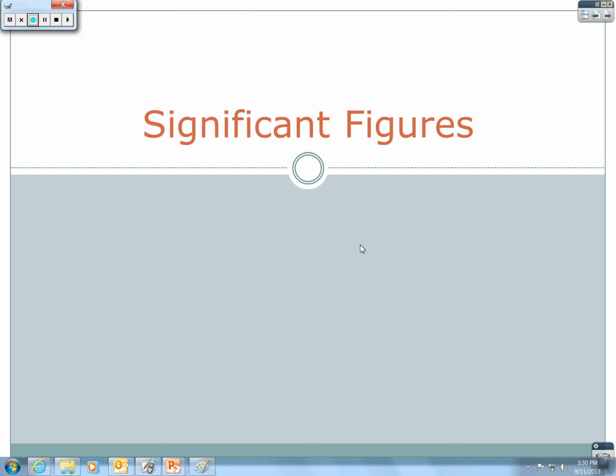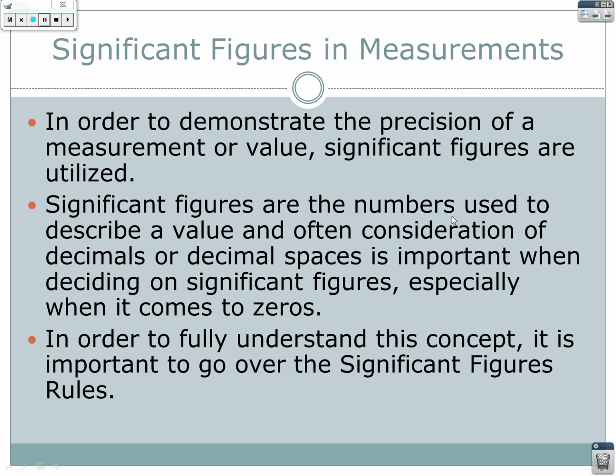Tonight we're talking about significant figures. Significant figures are really important in measuring in the sciences and chemistry in particular, and they're used in order to demonstrate the precision of a measurement or a value. Significant figures are the numbers used to describe a value, and often consideration of decimals or decimal spaces is important when deciding on whether or not a significant figure is present, especially when it comes to zeros.